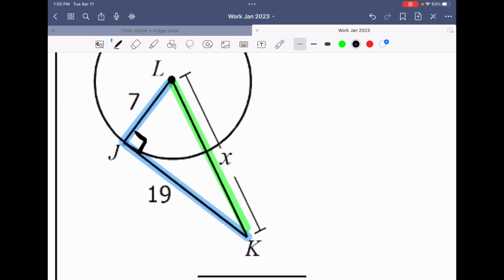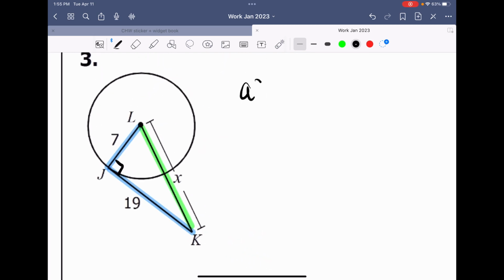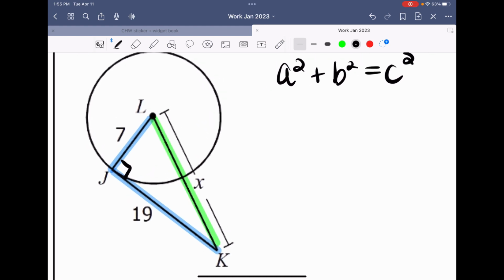So remember, the Pythagorean theorem tells us it is a squared plus b squared equals c squared. It means you are going to square all of them: 7 squared, x squared, 19 squared. And then you are going to add the 2 legs. So that means not the hypotenuse. You do not add the hypotenuse.